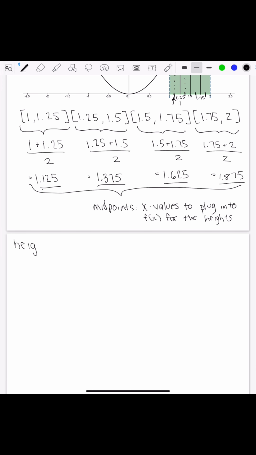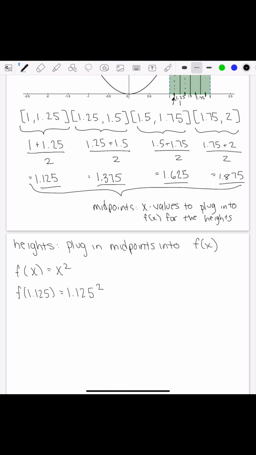So to find the heights, plug the midpoints into f of x. In this example, our f of x is x squared. So let's write it here. It's x squared. Let's plug the first one in, f of 1.125. That's going to be 1.125 squared. So 1.125 times 1.125. That's 1.27.